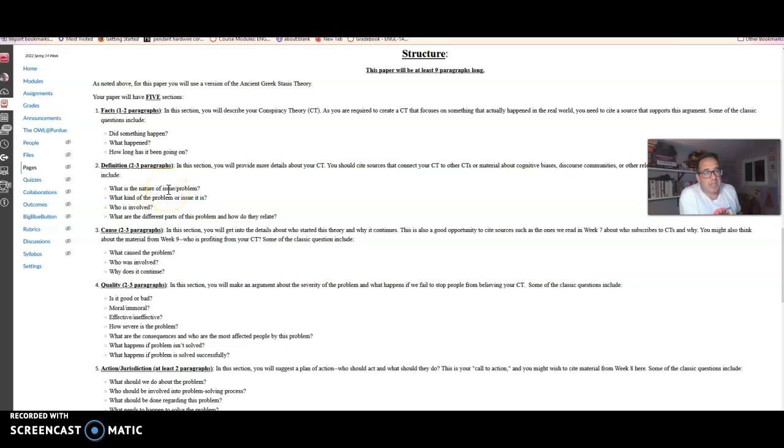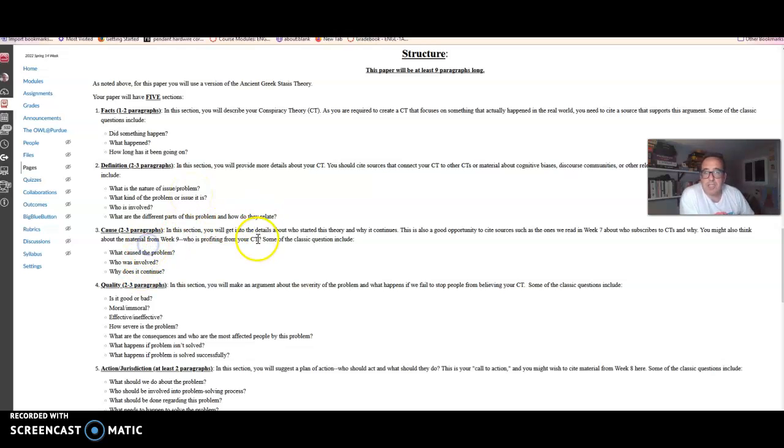Your second part, you're going to deepen that and get into more detail. Describe the nature of the issue a bit more, who's involved, what kind of problem this is. It's just adding more detail to your first part. And this is where you're going to want to use some text, maybe about discourse communities, cognitive biases, talk about who's involved, why these groups are involved, some of that basic detail.